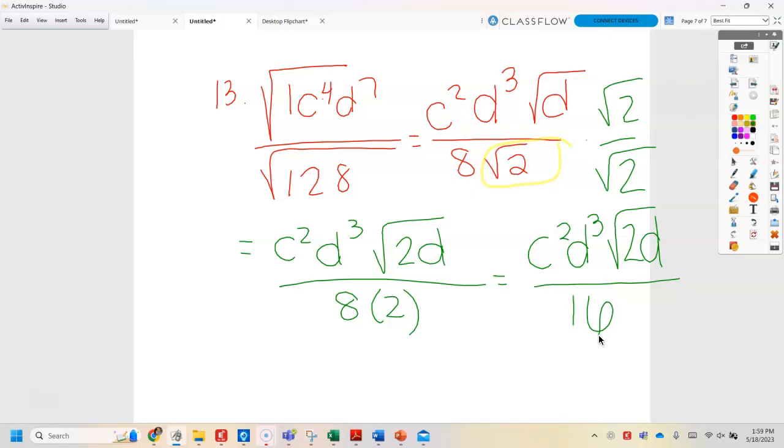A little better? Any other problems? Yes.